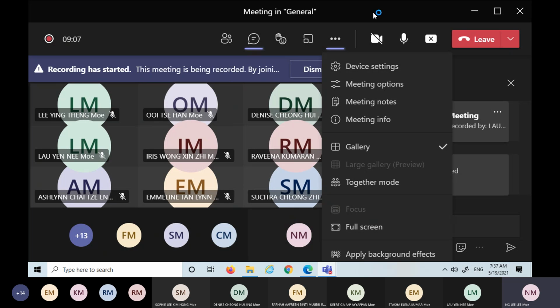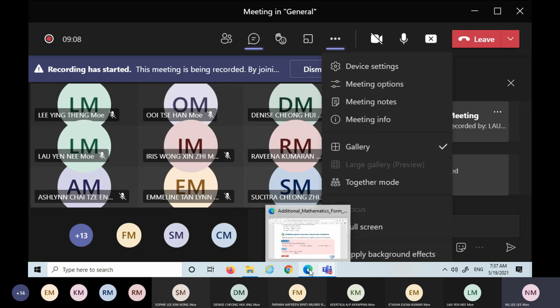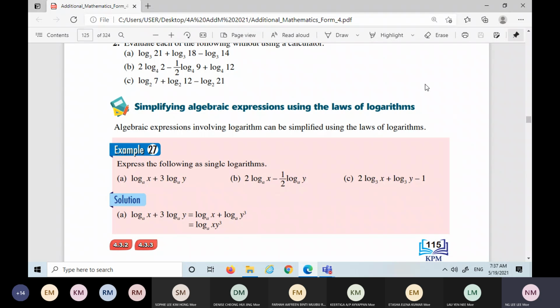Okay. So we will start today's lesson. I hope yesterday the homework you can do. So we continue for today. Simplify algebraic expression using the law. This is your index for today. Simplifying algebraic expressions.